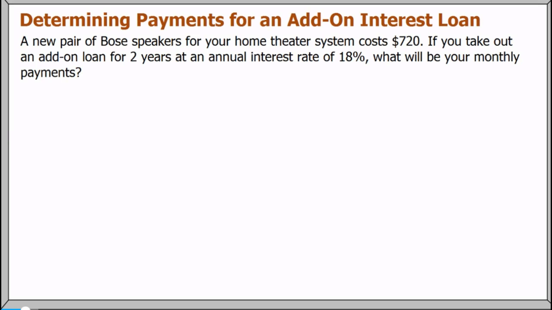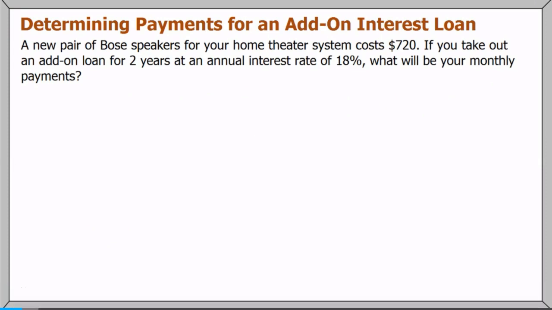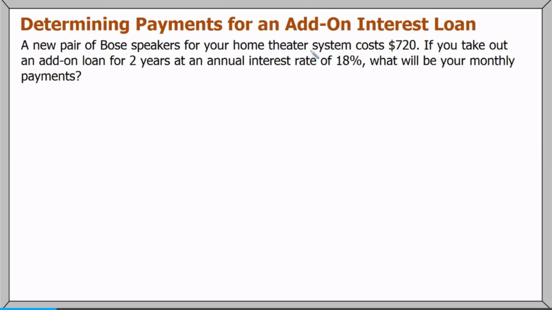Here's example 1 from the textbook. Let's look at an example for determining payments for an add-on interest loan. A new pair of Bose speakers for your home theater system costs $720. If you take out an add-on loan for 2 years at an annual interest rate of 18%, what will be your monthly payments?